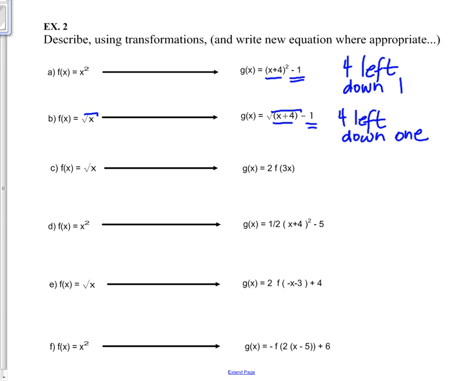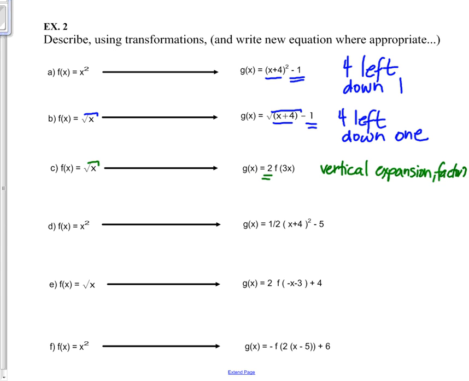For the third one, I have a square root of x function. And I am transforming it to g of x, which is 2f of 3x. I'm always reading left to right, so my first one is outside of the function. It is a vertical, and because it's multiplying, it is a stretch. Since that number is larger than 1, it is a vertical expansion, factor 2.